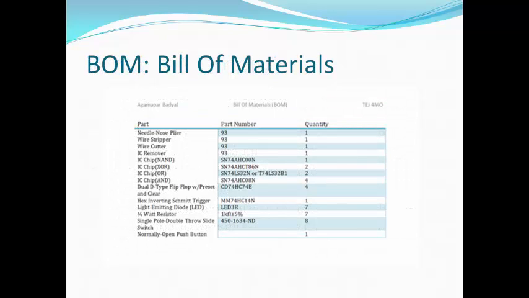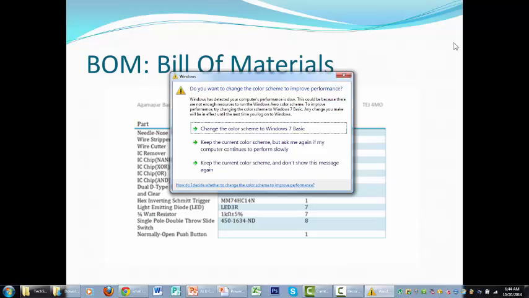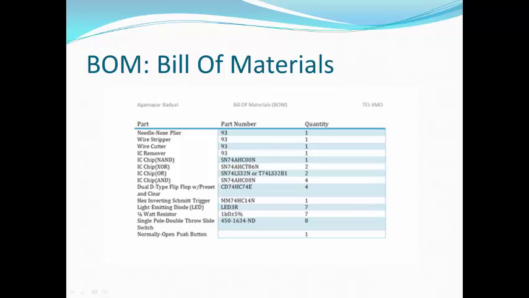Bill of materials. Here we had our four main tools that we used in technology class, and then we had some of the main IC chips, including the NAND, XOR, OR, and AND. Then we had our special chip this time, which was the dual D-type flip-flop with preset and clear. We also had another chip that involved our Schmitt trigger, and then we had our LED, our resistor, a single pole double throw slide switch, and a normally open push button.